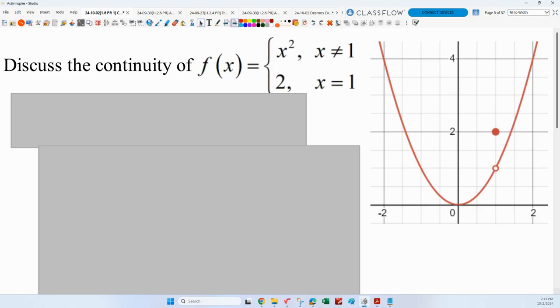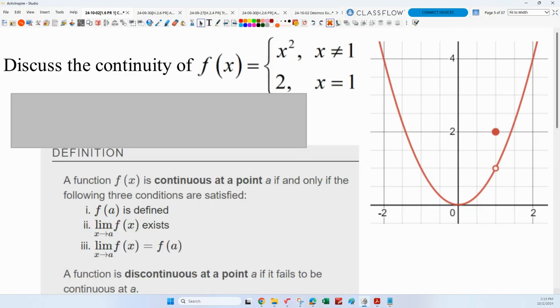Okay, what about that one? Based on the graph. Okay, so we're interested at the point 1, right? Okay, so vote with your thumbs. Is f of 1 defined? Sure, it is. Is the limit of f of x as x approaches 1 defined? Yes. So we good? What's the issue? They're not equal. They don't agree, so it fails the third test.